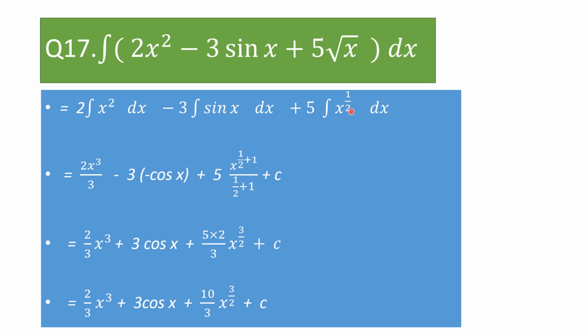Integration of x power 1 upon 2 is x power 1 upon 2 plus 1 whole upon 1 upon 2 plus 1, plus c. Solve it further. Answer is 2 upon 3 x cube plus, because this minus and this minus will get multiplied to each other, answer is plus 3 cos x plus. Now here the denominator is 3 upon 2. It will get reciprocated. Your answer is 5 into 2 upon 3 x power 3 upon 2 plus c. Okay. 2 upon 3 x cube plus 3 cos x plus 10 upon 3 x power 3 upon 2 plus c is the answer. Now next slide.